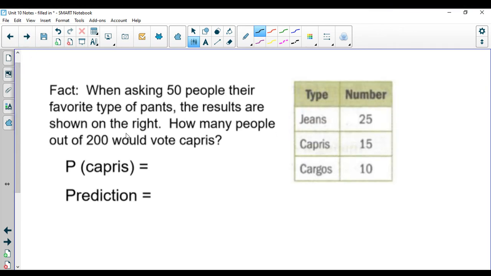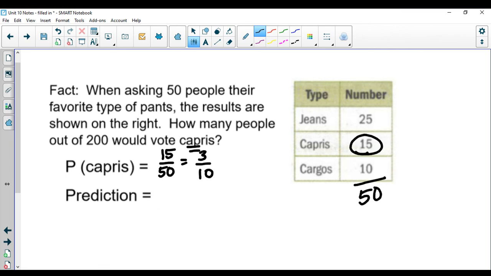On this one, when asking 50 people their favorite type of pants, the results are shown on the right. How many people out of 200 would vote for capris? So it already told us that the total was 50 here. Capris is 15, so the probability of picking capris is 15 out of 50. Reducing that fraction, you get 3 out of 10.